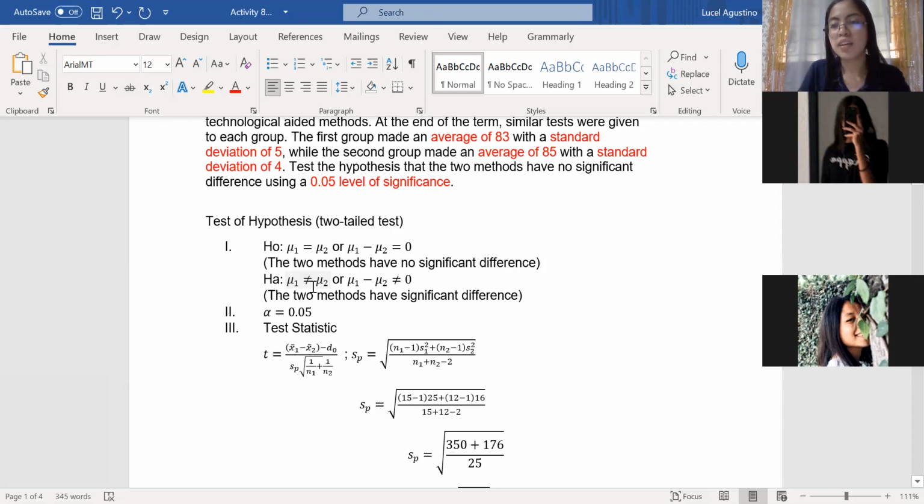If you have read the introduction to hypothesis testing, okay. May I ask, have you already read or studied the steps to hypothesis testing or the introduction to hypothesis testing?